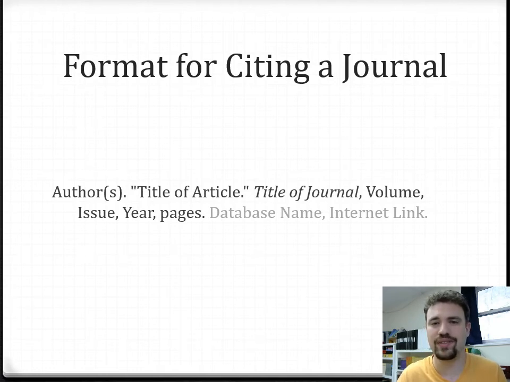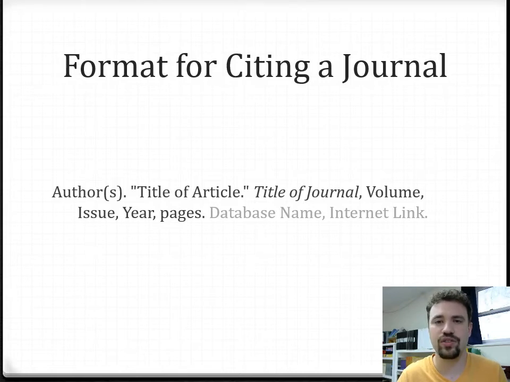That's a little bit different. So the title of the article itself will go in quotation marks. The title of the journal will go in italics. Notice after the title of the journal, you're going to give all the journal information. Right? So you're not going to put a period after the title of the journal, you're going to put a comma and give all of the journal information.